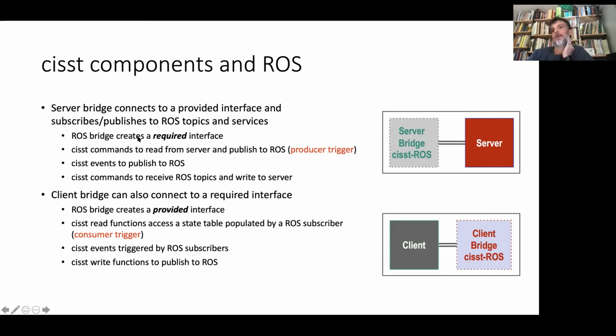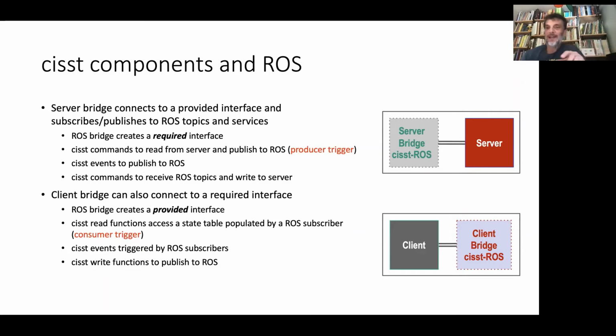Here, if your server has a provided interface, the bridge will have a required interface, so it can connect to it. And it can convert the read command, the events, and the write command. I'm just going to go really fast on these 3 bullets. On the other side, your bridge, because it will connect to a required interface, now creates a provided interface.